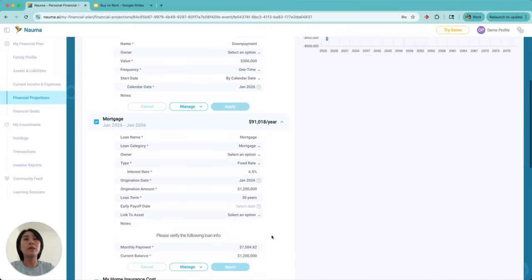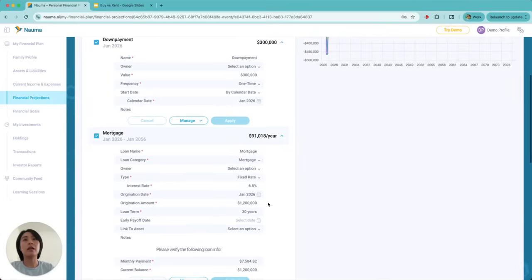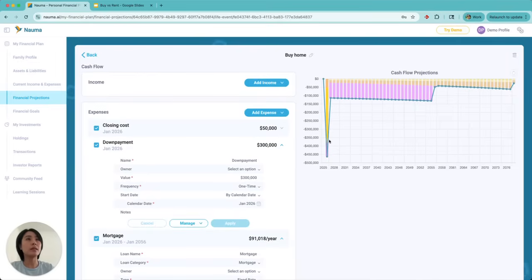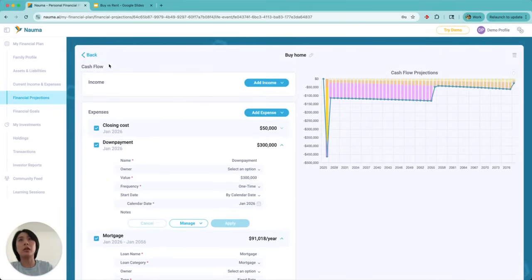With a 1.5 million home, a 20% down payment and an 80% mortgage, starting at the same time for 30 years, I set the mortgage rate to 6.5%. Once we set the mortgage, it shows up as this pink bar over the next 30 years, paid off in 2055. For the next year, 2026, there's a huge cash outflow, meaning we're paying the mortgage, the down payment, and the closing cost. That's about this property we're about to buy.